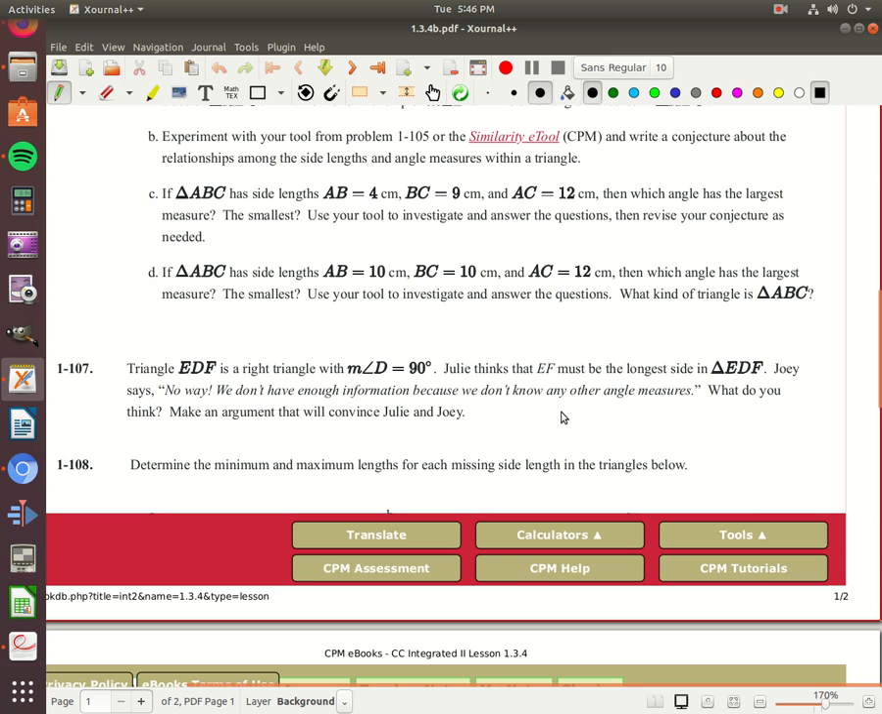So let's go ahead and see what we think here. If D is 90 degrees, EF, well, think about it. Could one of these angles be more than 90? It couldn't. There's only 180 degrees in a triangle. If this is 90 of it, the most this could be would be like 89.999, right? So I would say that yeah, EF would have to be the longest side. So I would say that Joey's wrong and that Julie is right.